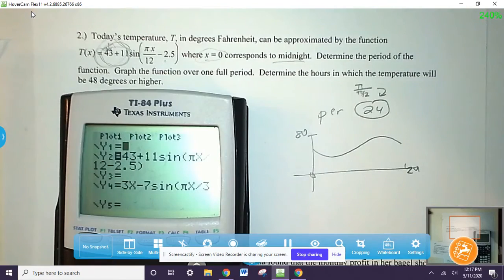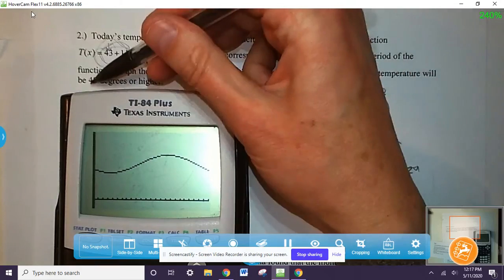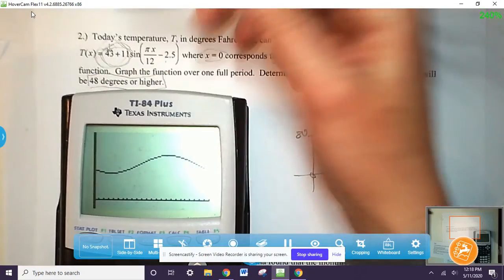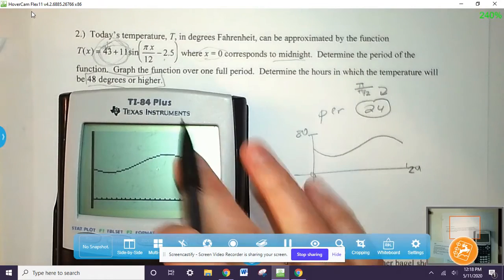Okay, so that was some extra info just to get you thinking. And what we want to do now is determine the hours in which the temperature will be 48 degrees or higher. So we're not looking for just a max or a min this time. We want to know when we're 48 degrees or higher. So there's a few ways you might be thinking of doing this.